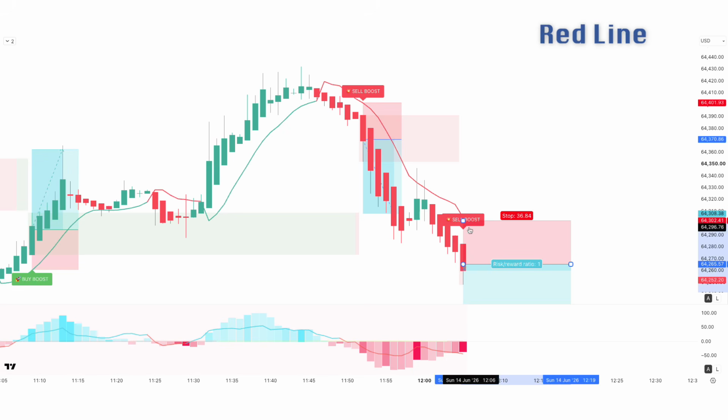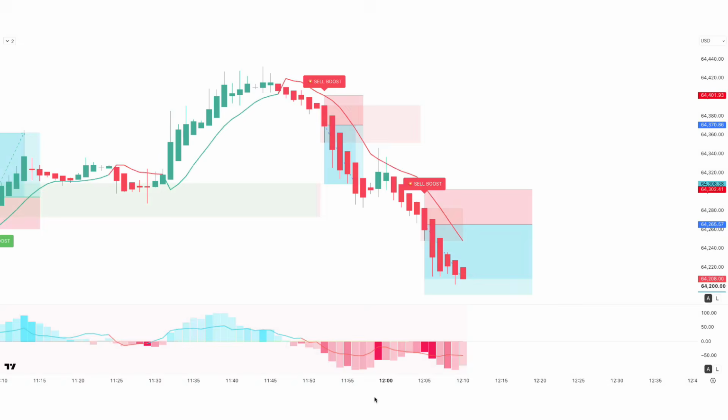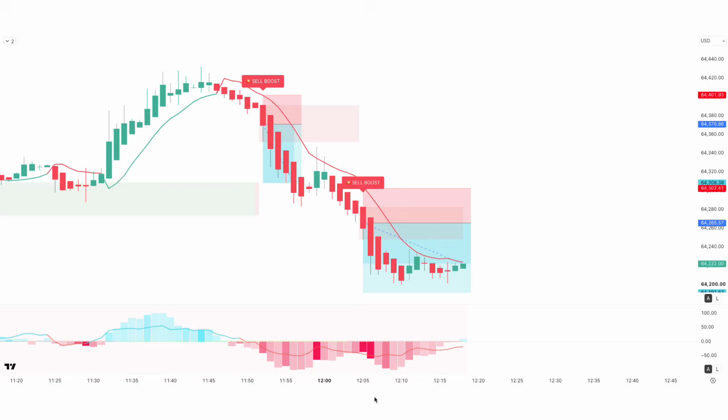Our stop loss is to be placed at the red line, and the risk to reward ratio will be 1:2. Let's see what happens to our trade. Our trade is running in profit.